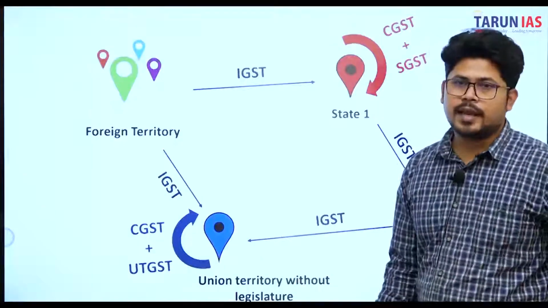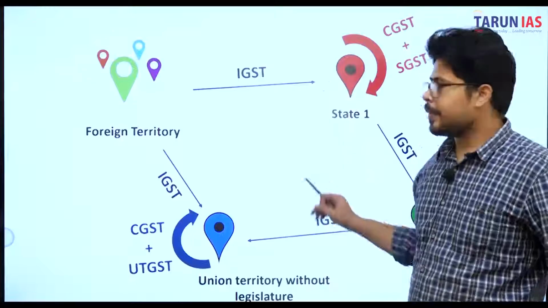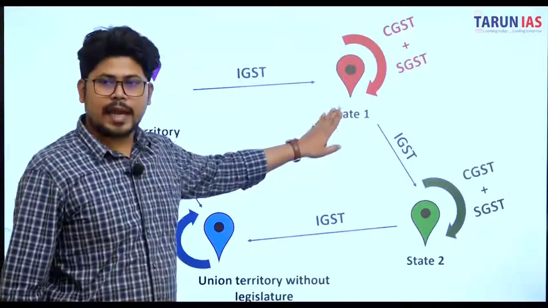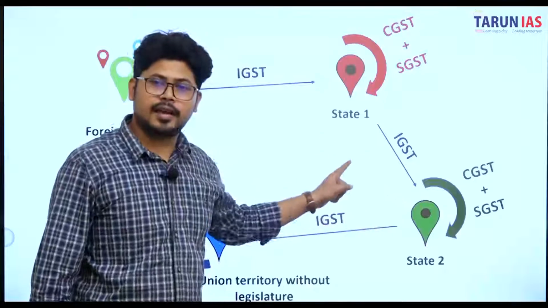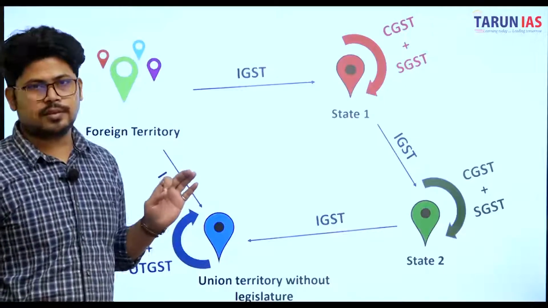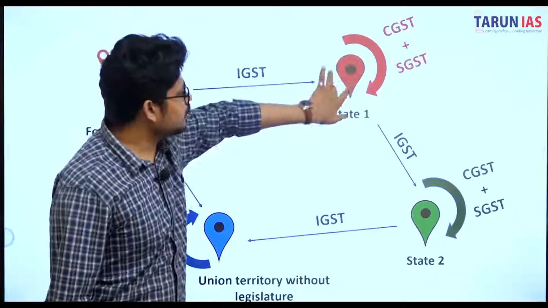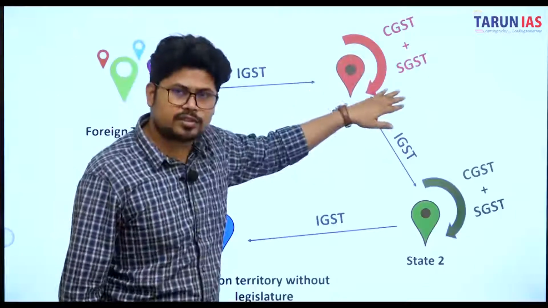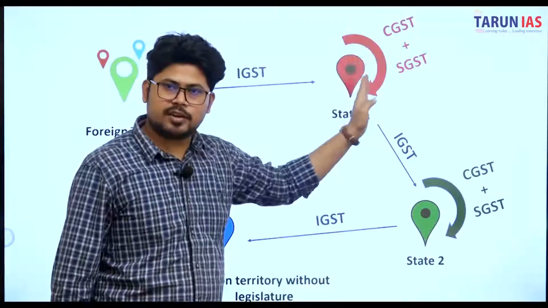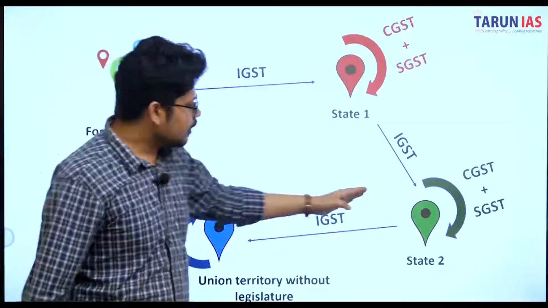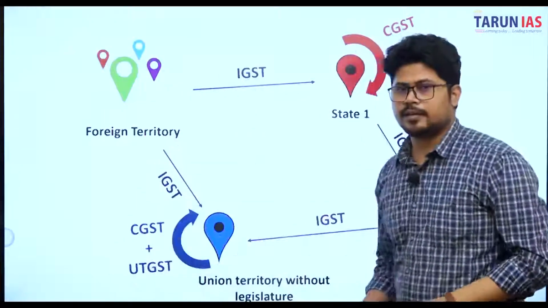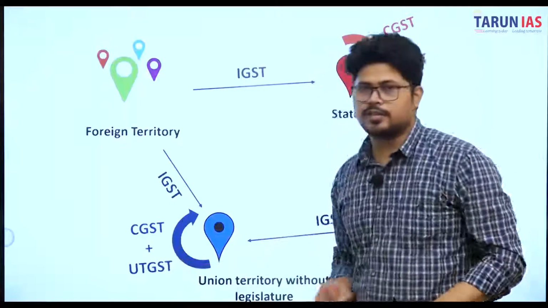Integrated Goods and Service Tax goes to the central government. If one good is being manufactured in one state and is being sold in another state, again the tax that is imposed is IGST, integrated GST. If the good is manufactured within the state and is being sold within the state, then CGST and SGST, central government's GST and state government's GST. If it is a union territory, then CGST plus UTGST.